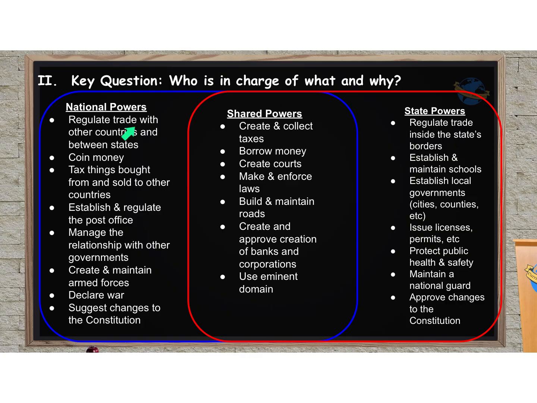Now, if it's not on this list, then you are not going to be responsible for knowing that on the test. So I would recommend pausing the video right now, getting all this information down on your notes, and then restarting the video when you have that down. Again, these are the only powers you're going to be responsible for on the final exam. You will need to know what the national powers are, what the shared powers are, and what the state powers are. Again, this is delegated, reserved, concurrent.